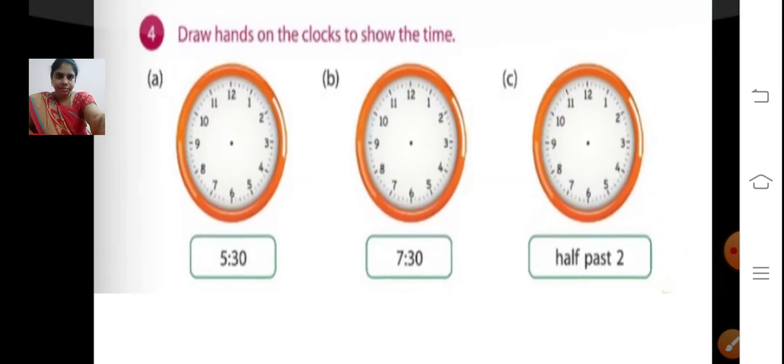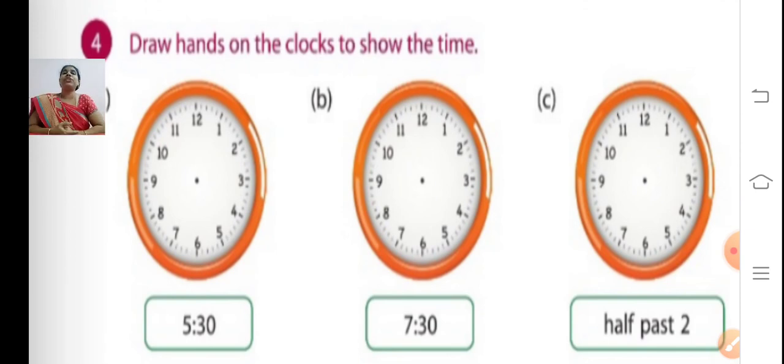Next. Now here we are going to draw hands on the clocks to show the time. So now we have seen the clock. From that clock we wrote the time, right? Now the time has been given to us and we are going to draw the hour hand and the minute hand. Shall we do that now?